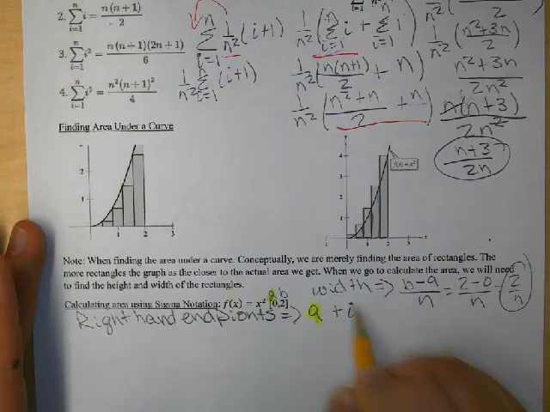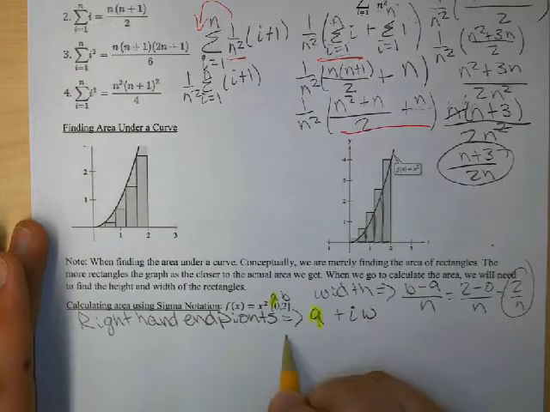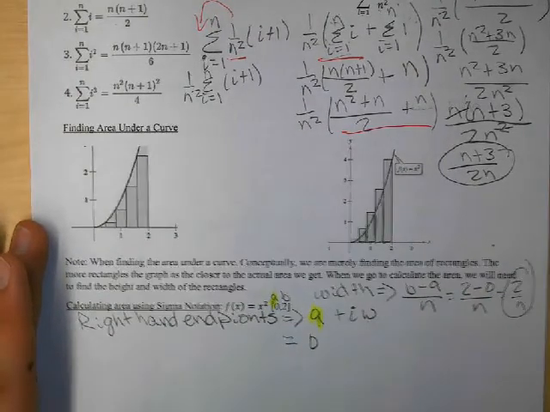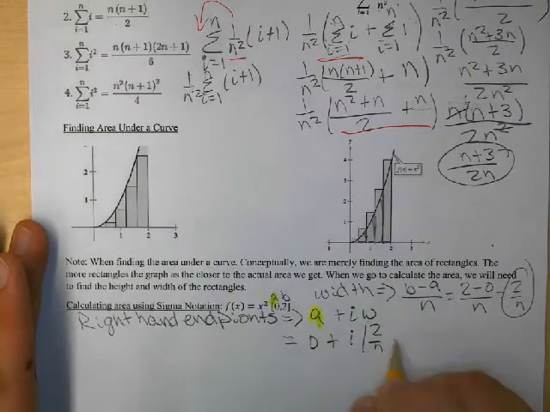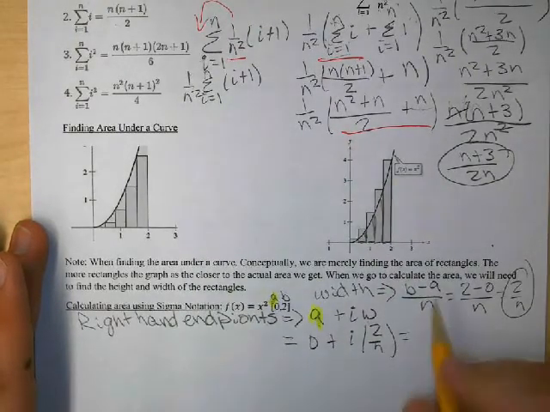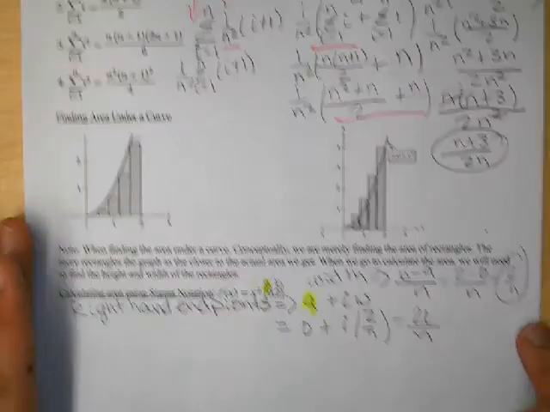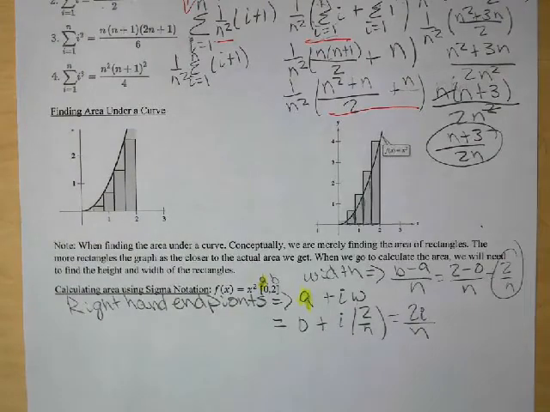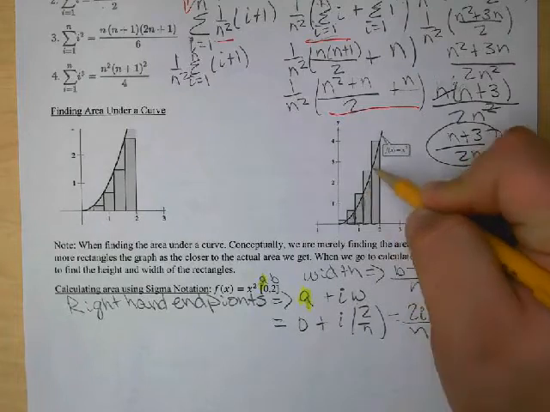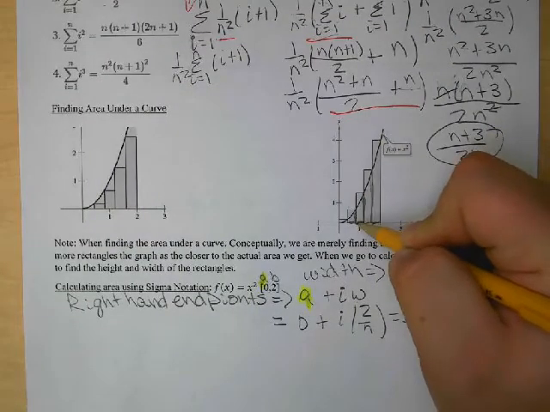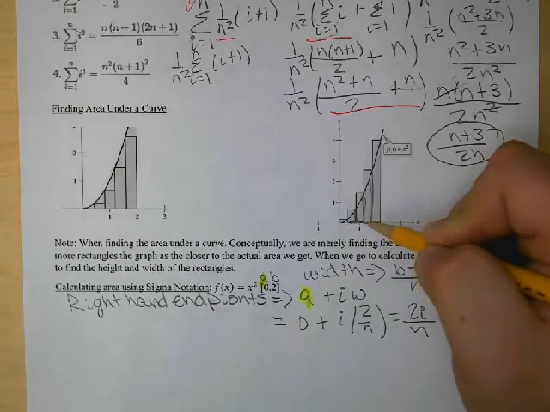plus I times W, where W is the width. Okay. So in this case, that's just going to equal 0 plus I times 2 over n. So that's really just going to be 2I over n. That's what it's going to be. So that tells you our endpoints, the numbers that we can plug in. It doesn't actually give you the height quite yet.